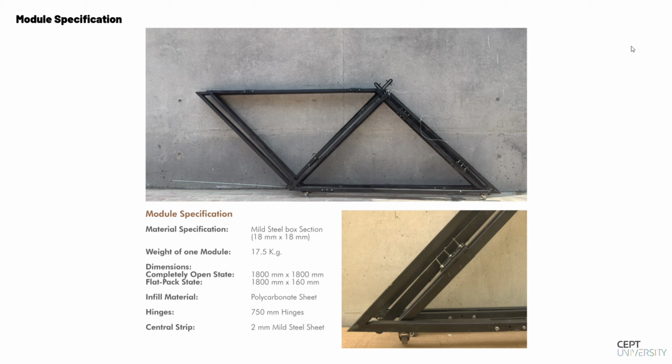When module is completely open, the size is 1.8 meter by 1.8 meter, and in flat pack condition it is 1.8 meter by 16 centimeter. Infill material is polycarbonate sheet. Hinge size is 750 millimeter. Material of center strip is 2 millimeter mild steel pellet sheet.